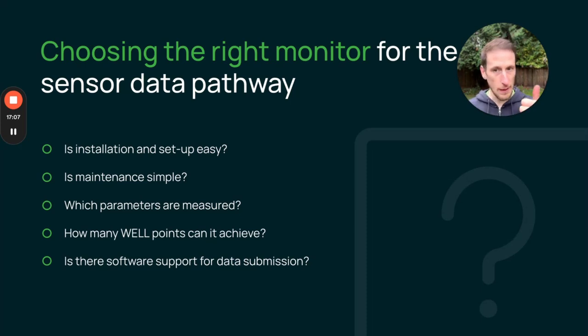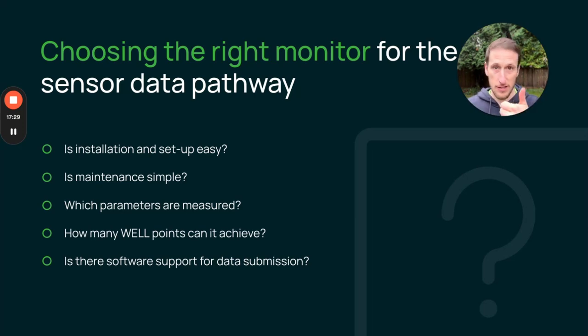So number one is installation and setup. Is it easy? If it's a new building, you are probably going to be able to run wires at pretty low cost to power devices. If it's a retrofit, that can be very expensive. And so a battery-powered, peel-and-stick-on-the-wall solution with double-sided tape could be a really good path.